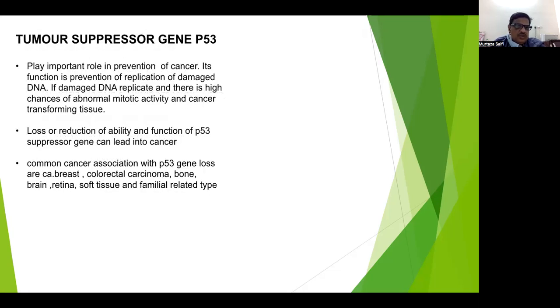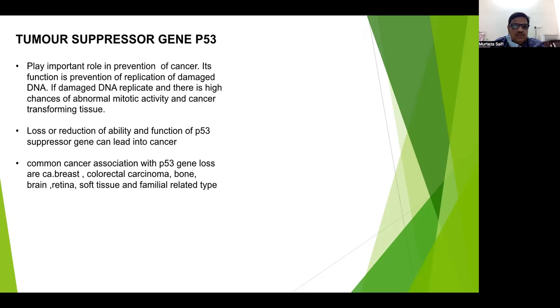Now come to the tumor suppressor gene P53. It plays a very important role in prevention of cancer. Its function is prevention of replication of damaged DNA. If damaged DNA replicates, there is a high chance of abnormal mitotic activity and cancer transforming tissue. Loss or reduction of the ability and function of the P53 suppressor gene can lead to cancer.